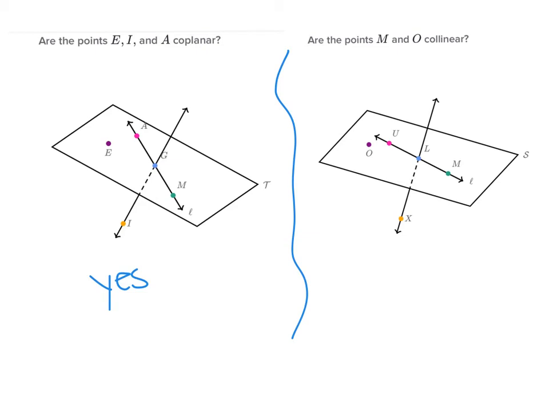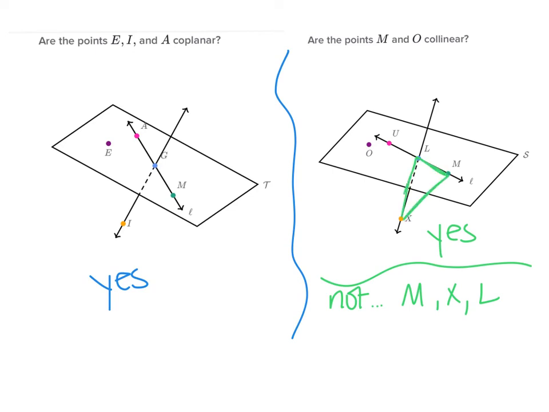So are M and O collinear? Yes, they are. An example of them not being collinear is if they gave you 3 points that were not in a line. For instance, if they said M, X, and L, right? M and L are on the same line, and L and X are on the same line, but not all three of these. I cannot draw a straight line that's going to cut through all 3 points, so that's an example of something that is not collinear.